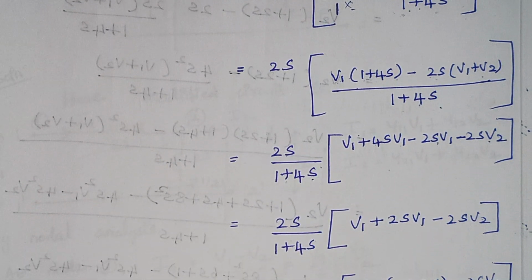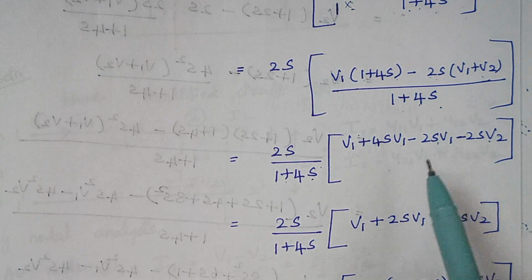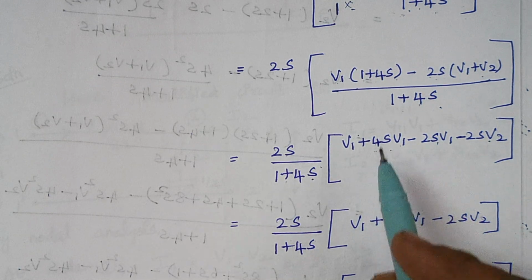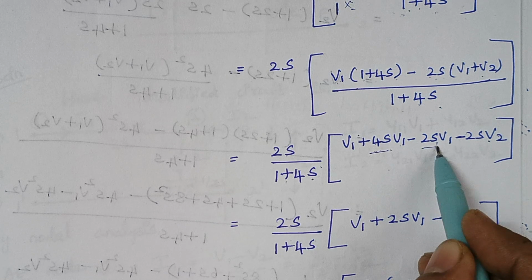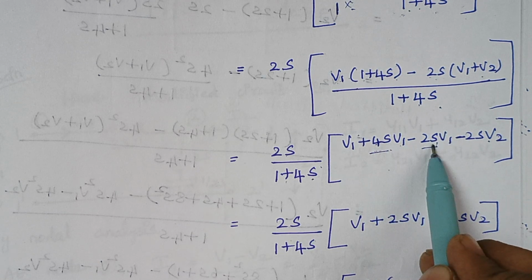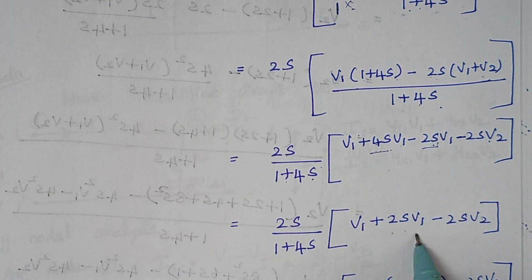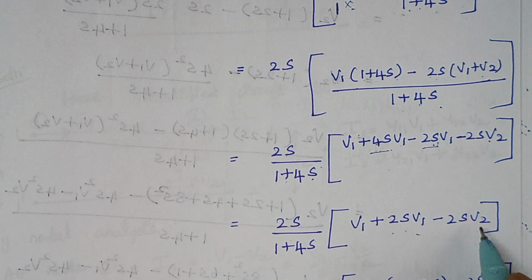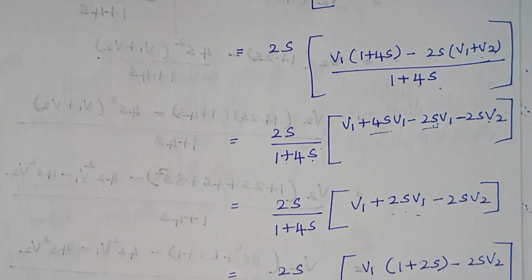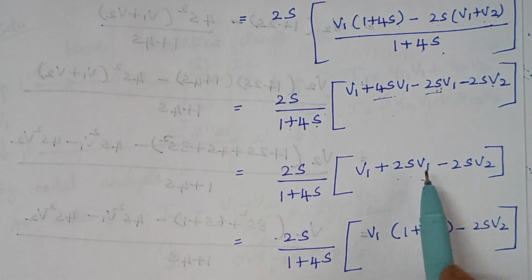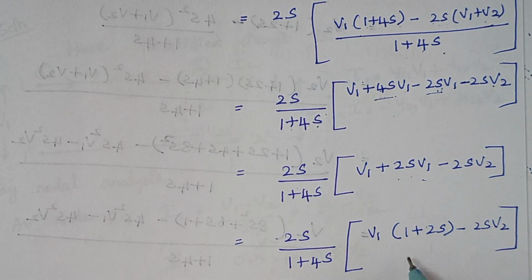Now again we are going to simplify. So here you see, here it is 4s V1, it is plus 4s and here it is minus 2s. So 4s minus 2s becomes plus 2s V1 and here it is minus 2s V2. So again here when you take the V1 commonly outside, the remaining terms are 1 plus 2s, minus 2s V2. So this is your expression for I1.